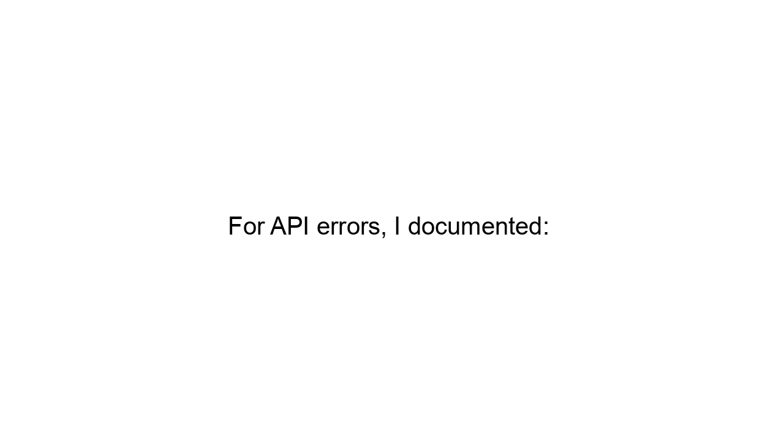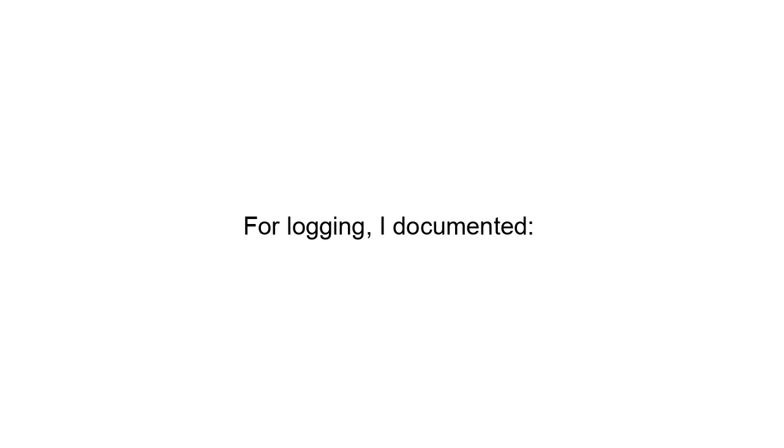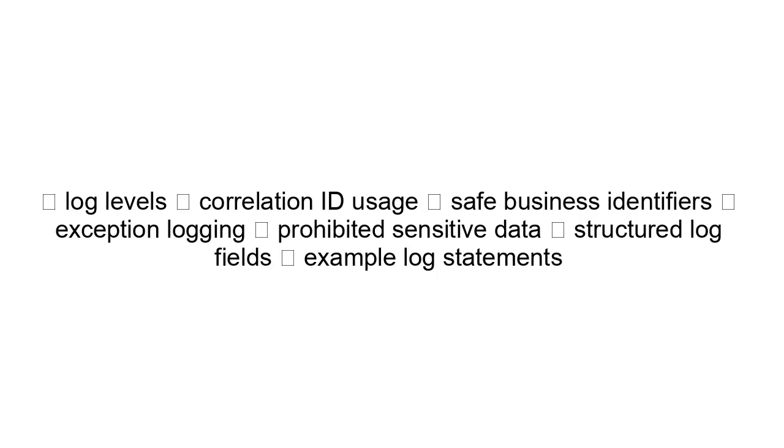For API errors, I documented HTTP status usage, internal error code, user-friendly message, field-level validation errors, timestamp, correlation ID, and rules for hiding internal details. For logging, I documented log levels, correlation ID usage, safe business identifiers, exception logging, prohibited sensitive data, structured log fields, and example log statements. I included good and bad examples.